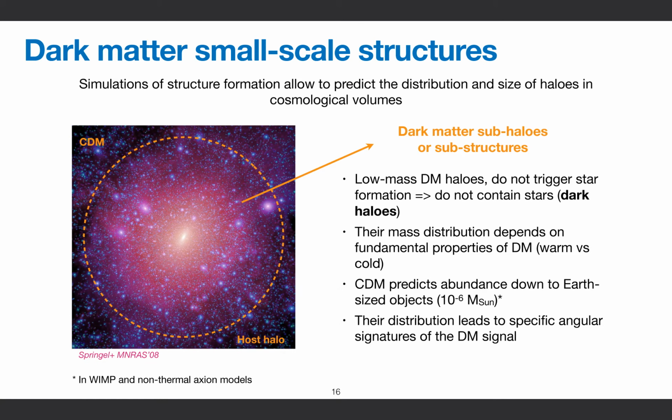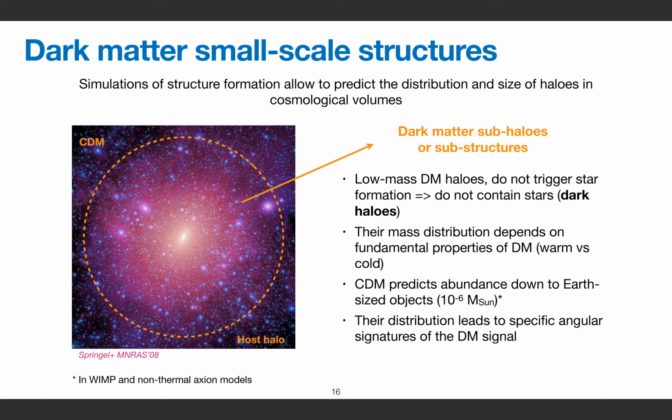On top of the smooth distribution of dark matter in halos, you also expect small-scale structures to arise from the simulation of structure formation, and those are called dark matter subhalos or substructures. Some of them will trigger the formation of stars, and so they can be identified with optical counterparts and are usually classified as dwarf spheroidal galaxies. But most of them will actually be truly dark and will not have any stellar content.